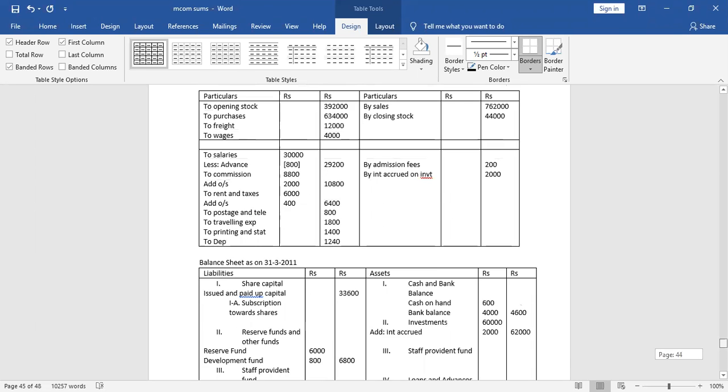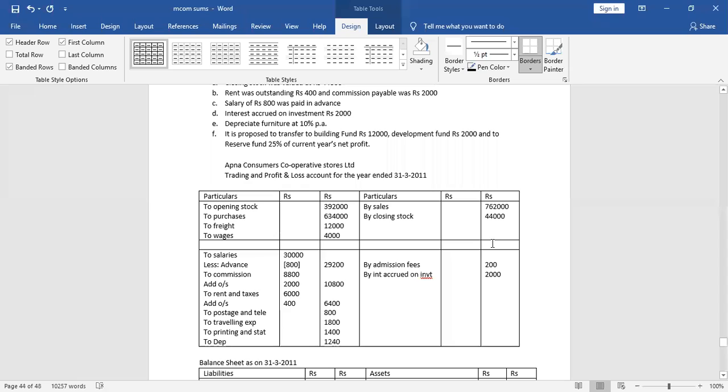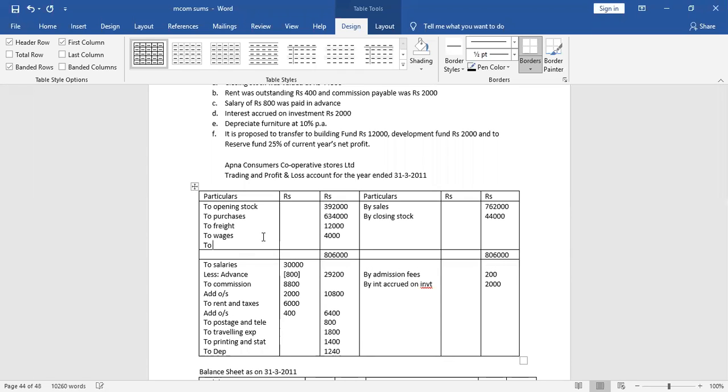Now the rest we will do when we get the profit. So just find out the gross profit and then find out the net profit. 7,62,000 plus 44,000 is 8,06,000. To gross profit carried down. So how much is the gross profit carried down? Just find out the gross profit.